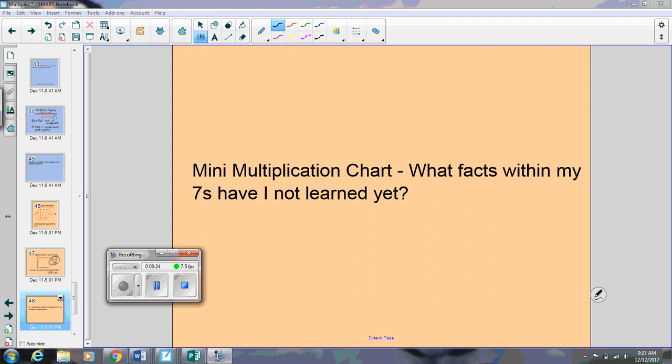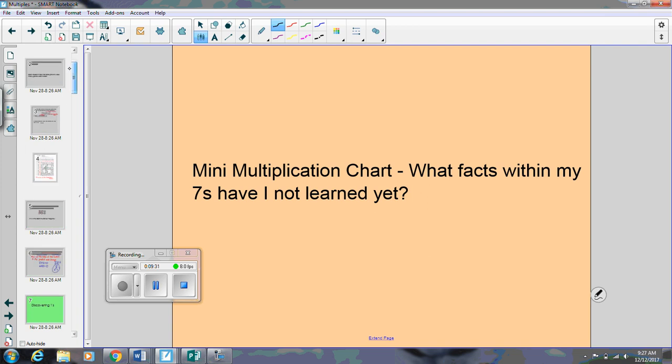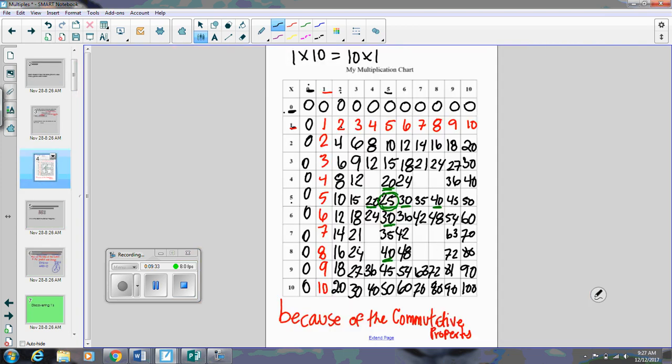Alright, we're going to go find our mini multiplication chart and see what product of 7 I have not learned yet. We did our 4s a long time ago. Within my 7s, what 2 equations have I not done yet? You should be looking at them. I'm not saying solve them.